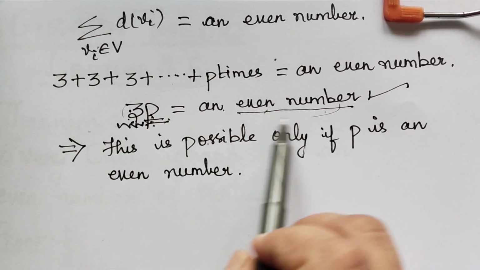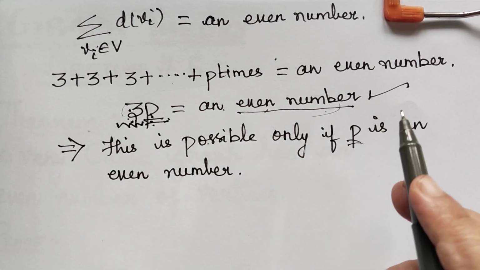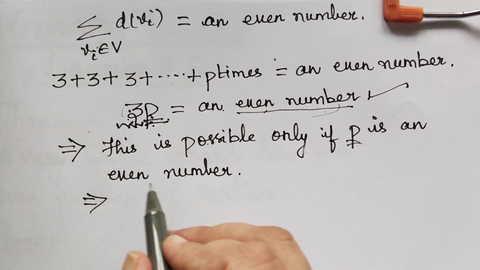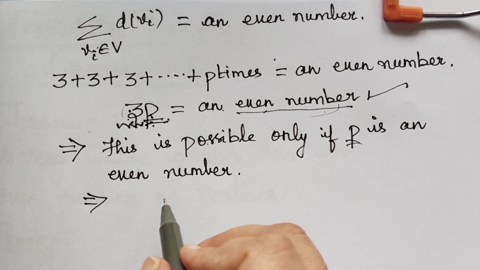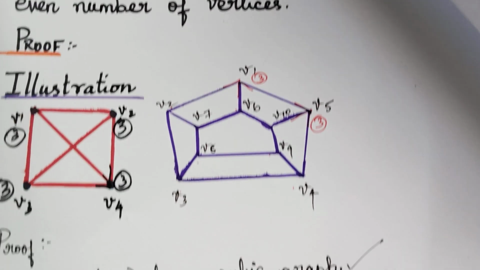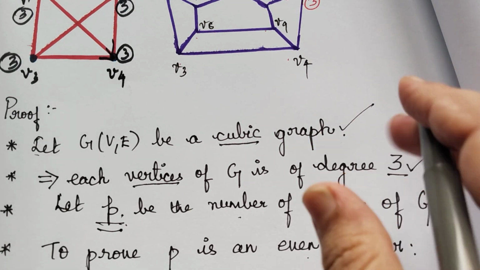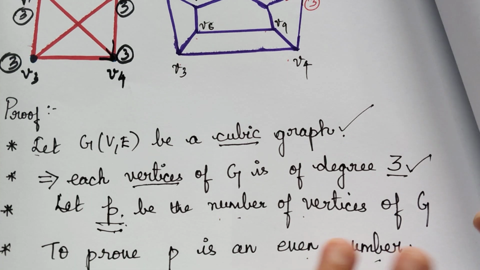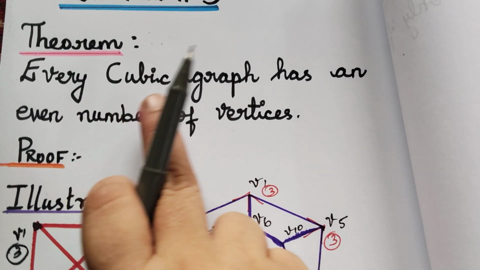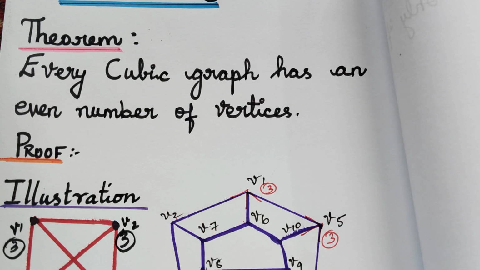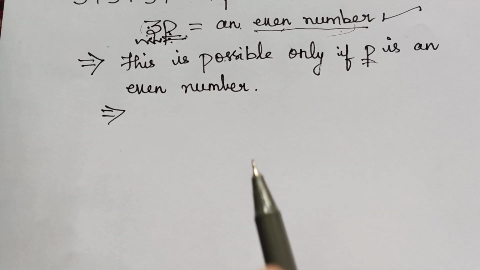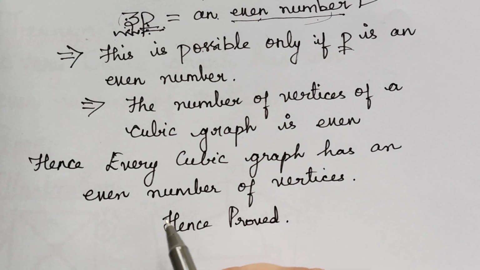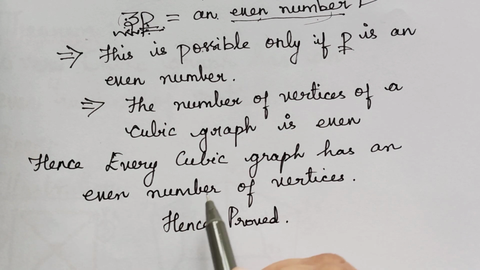So this relation is possible only if p is an even number, which implies that the number of vertices of a cubic graph is even, because p was the number of vertices that we have taken. So number of vertices is even, which implies that every cubic graph has an even number of vertices. So let us write that and conclude this theorem. So we conclude that every cubic graph has an even number of vertices.